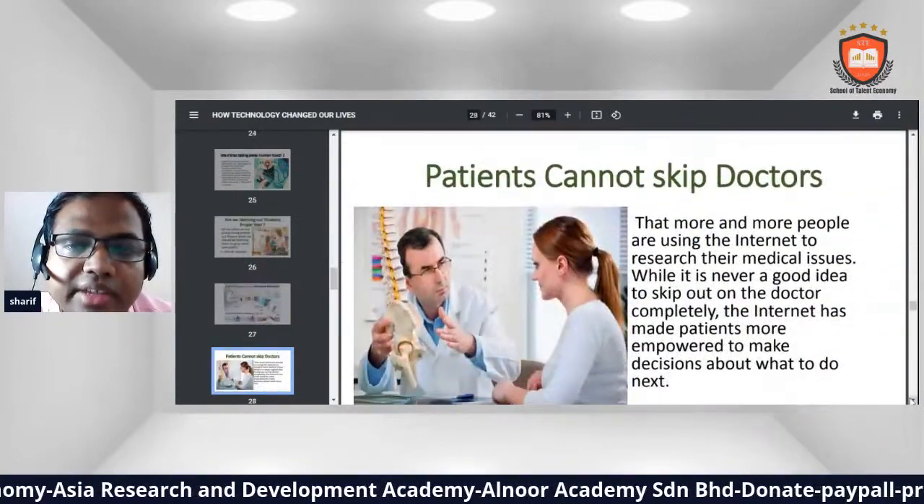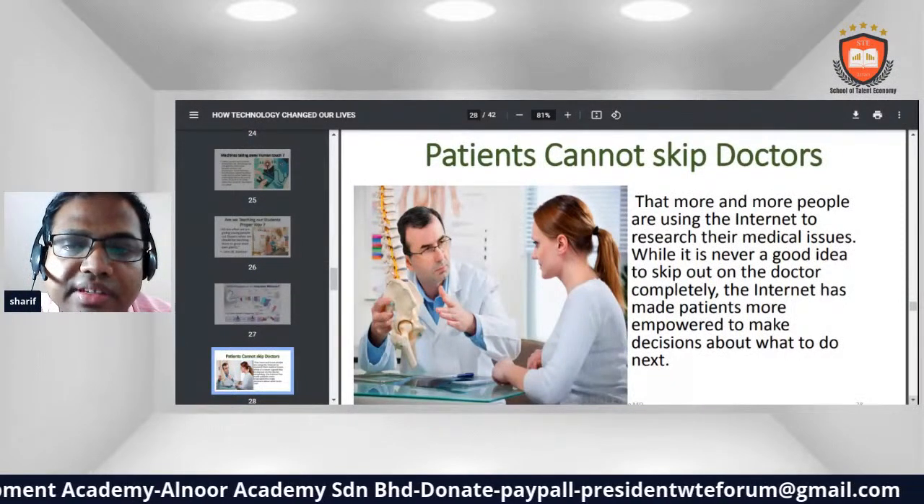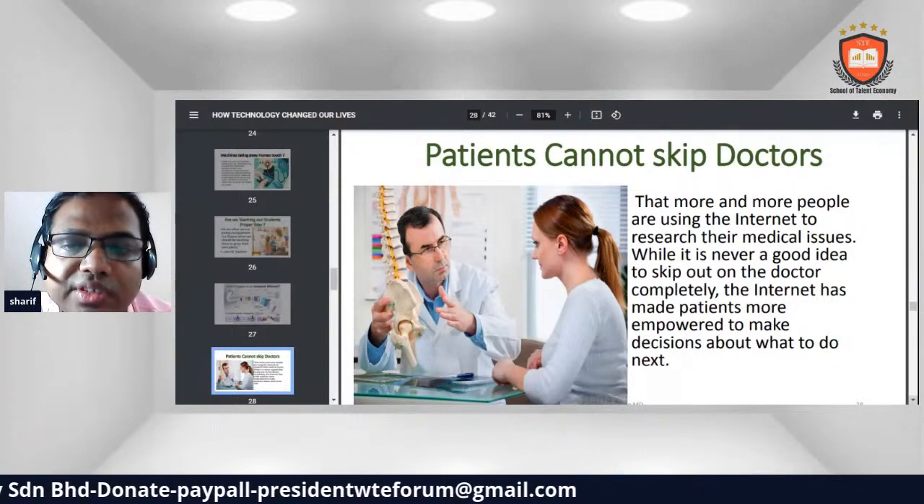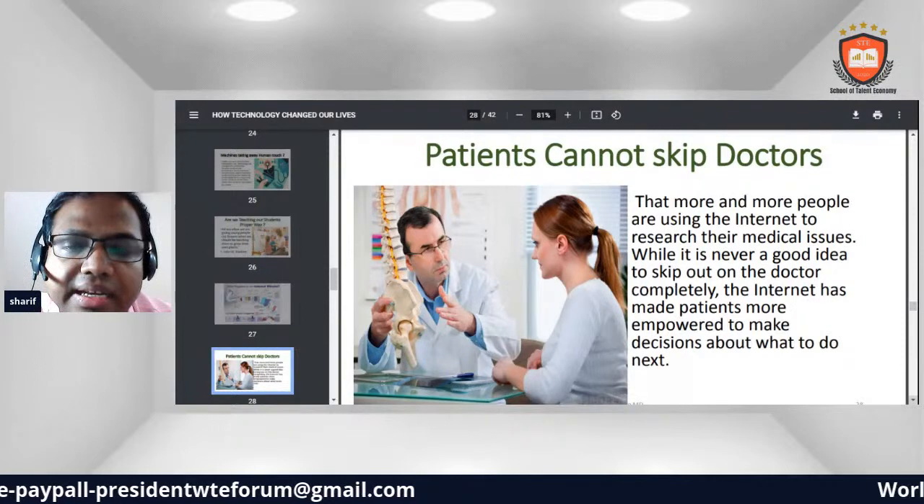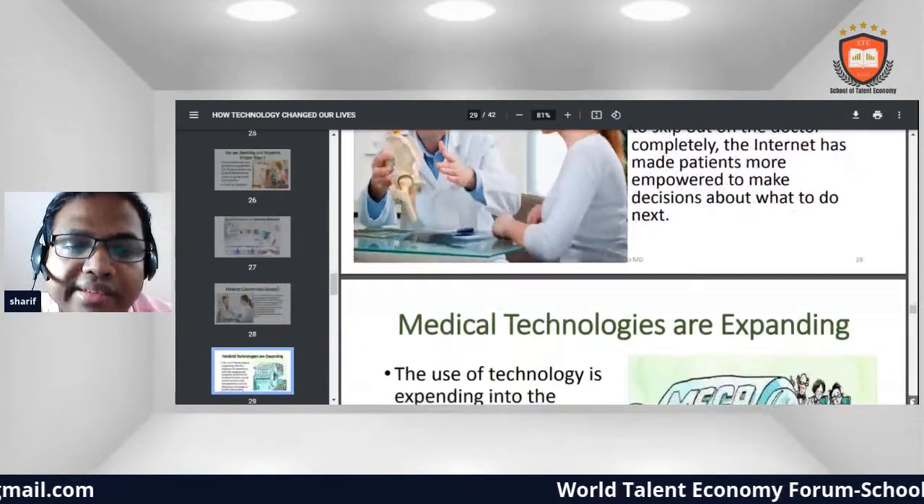The internet cannot skip doctors. More and more people are using the internet to research their medical issues. While it is never a good idea to skip the doctor completely, the internet has made patients more empowered to make decisions about what to do next.